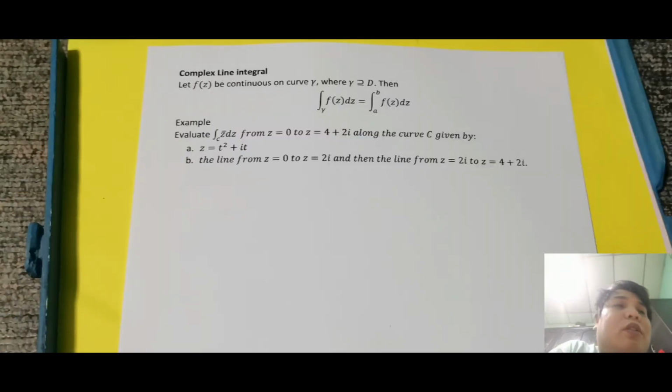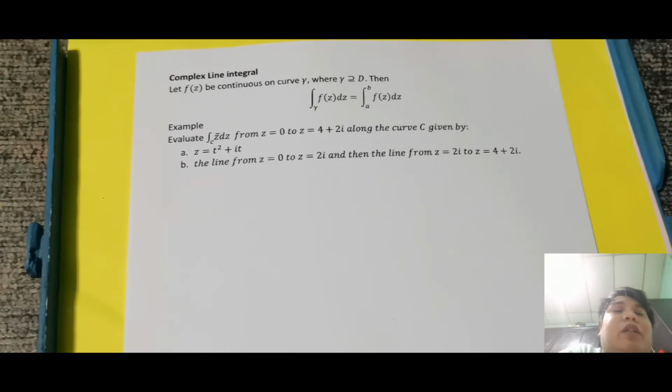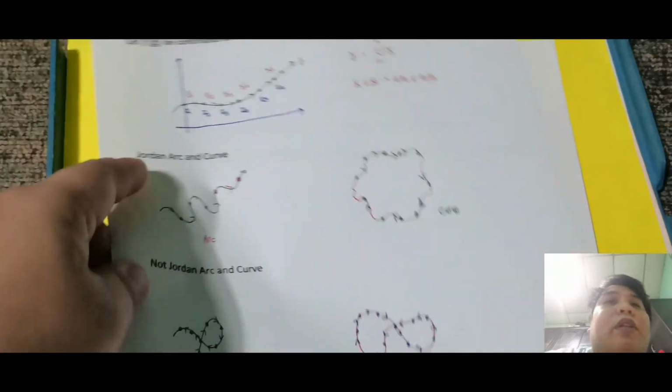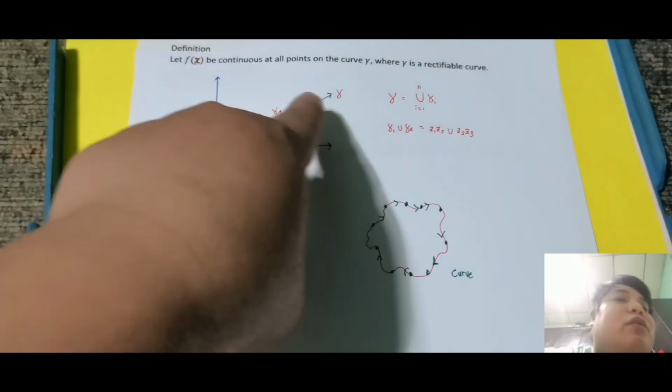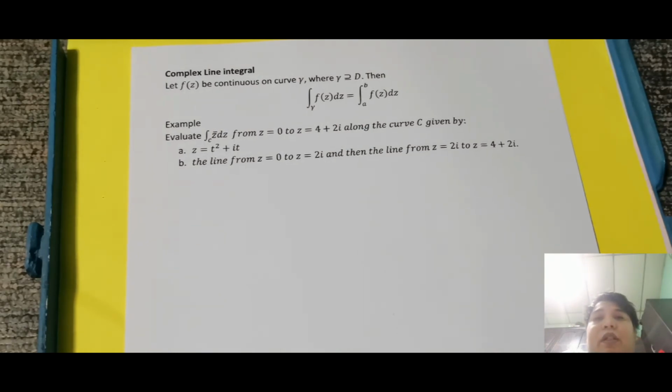Okay, ito naman yung complex line integral. So let f of z be continuous on curve gamma, where gamma is a subset of D, or superset, I guess, superset of D. Then the integral of f of z along the curve gamma dz is equal to the integral of f of z dz from a to b. Kung may curve siya, pwede rin naman, yung curve na yan is itong buo. Pwedeng point A to point na dulo. Pwede rin yun. Yun yung expression dito, yung complex line integral.